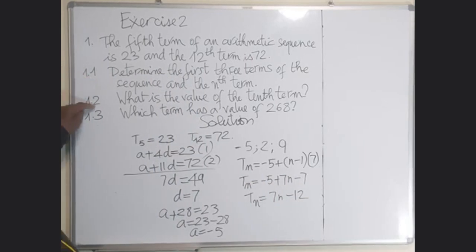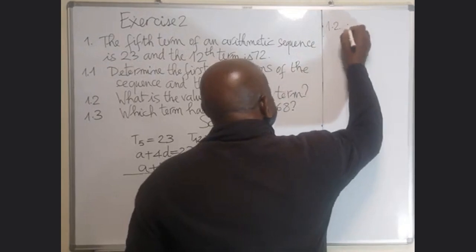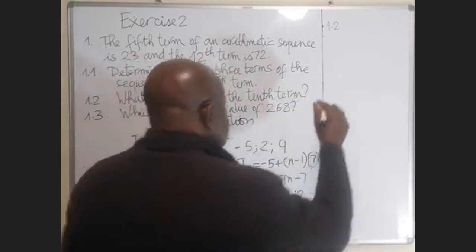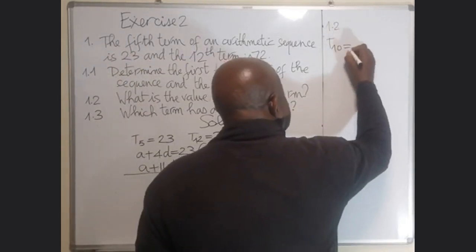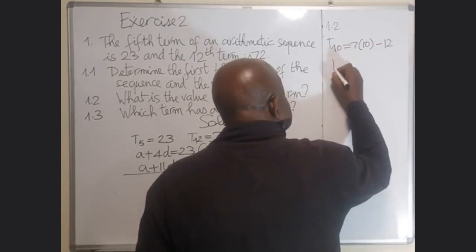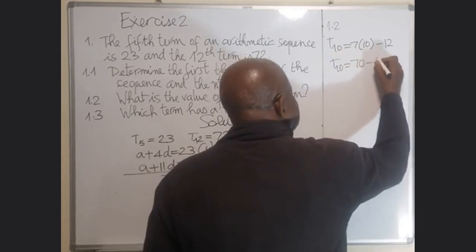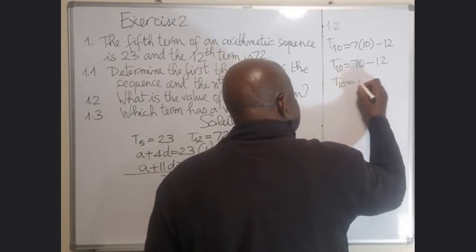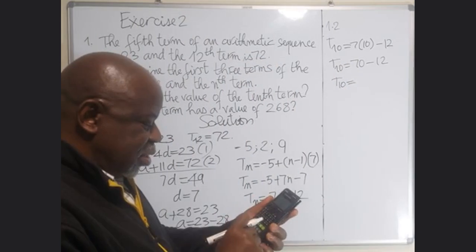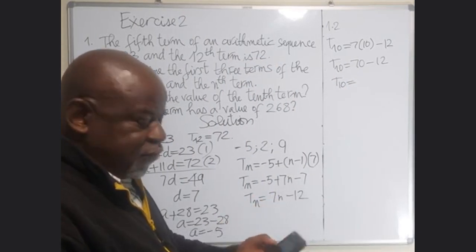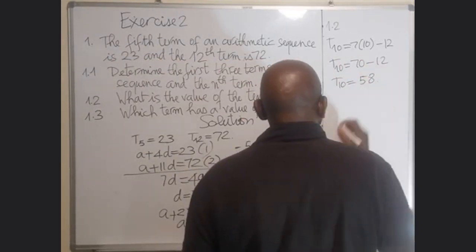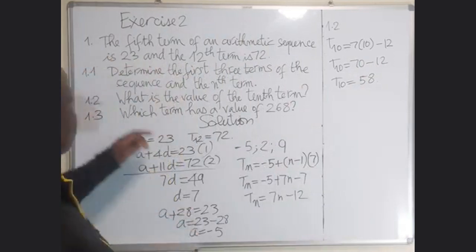We're going to take question 1-2. What is the value of the 10th term? The 10th term will be written by T10 is equal to 7 times 10 minus 12. So T10 will be equal to 70 minus 12. With our calculator, 70 minus 12, we're getting 58. So T10 is 58. That is question number 1-2.